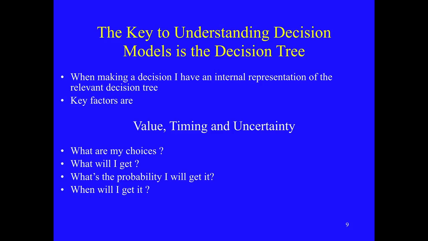And the three things that are important there for us is that we have decisions, and what are those decisions about? They're about value, timing, and uncertainty. Here are the questions we ask ourselves. What are my choices? That's the overall choice structure. What will I get? What's the probability that I'll get it? And when will I get it?